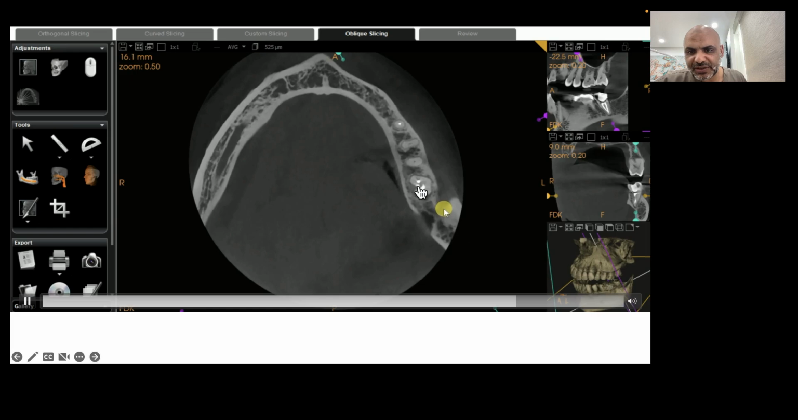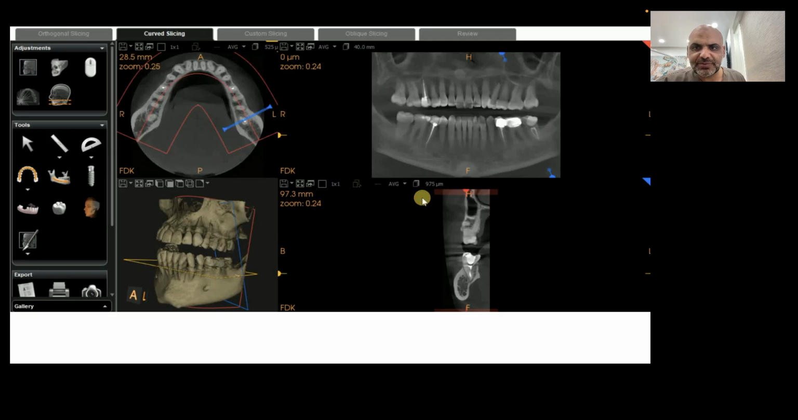The perforation site is at the crestal level, which is the worst place. So we might go for restoring it with glass ionomer, and locate and find all the canals. And let's go for the upper premolar.